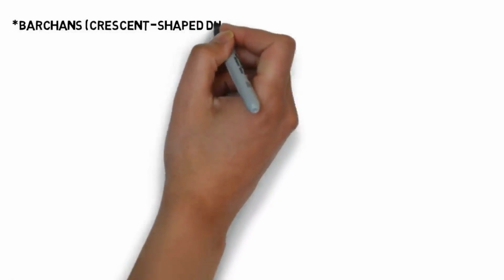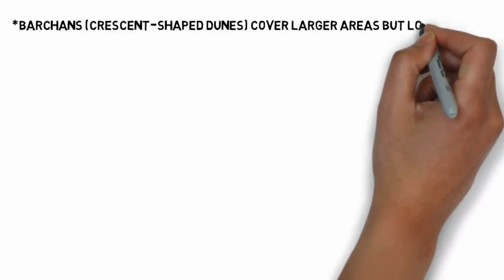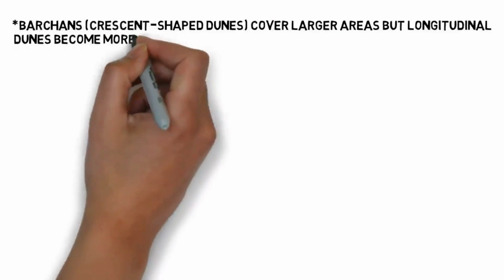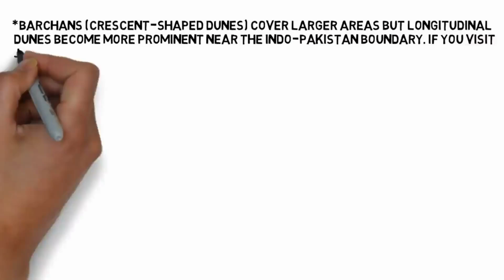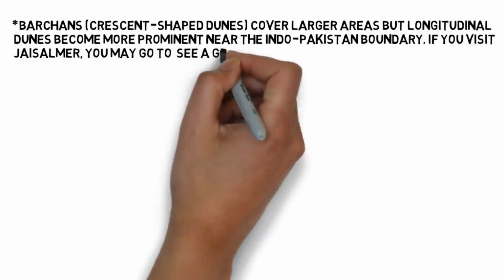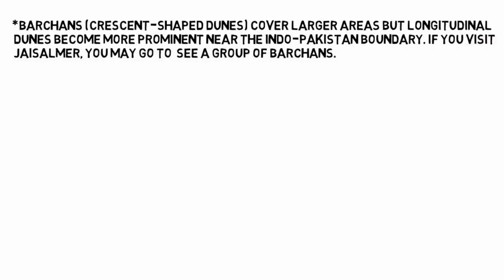Barchans, crescent-shaped dunes, cover larger areas, but longitudinal dunes become more prominent near the Indo-Pakistan boundary. If you visit Jaisalmer, you may go to see a group of barchans.